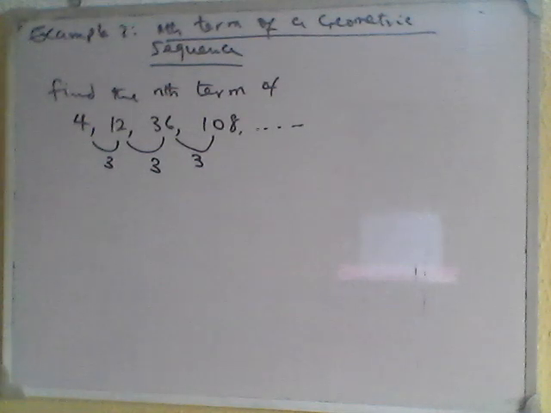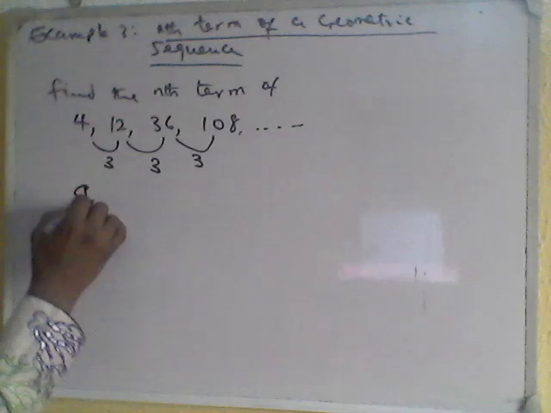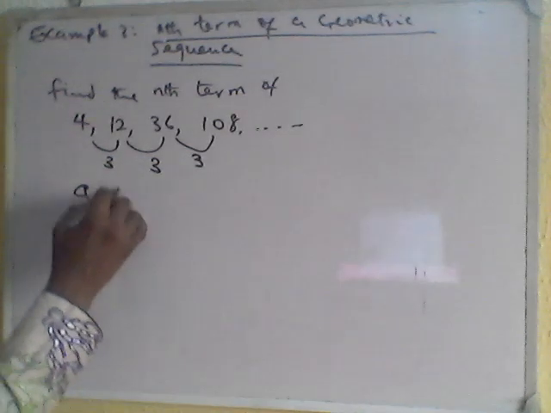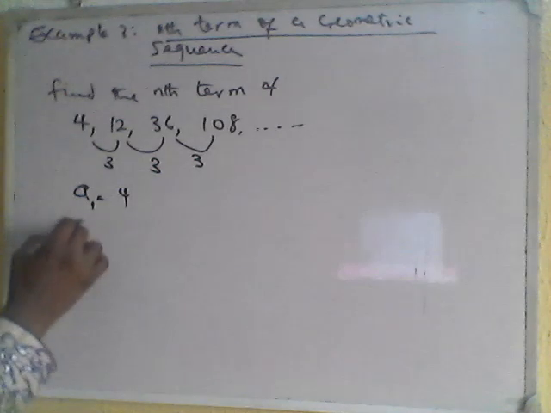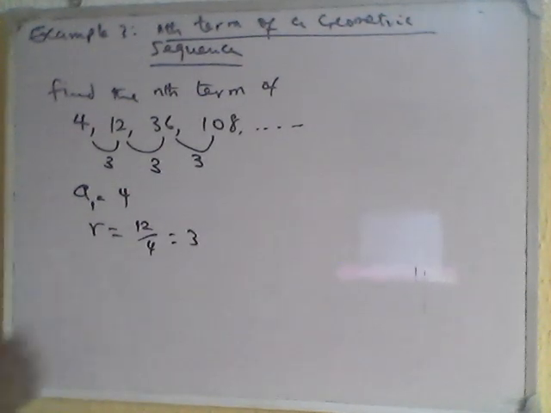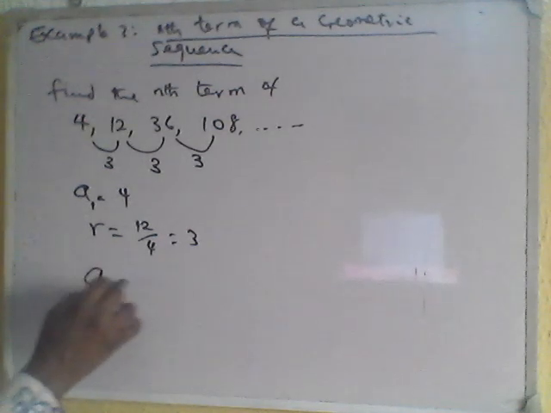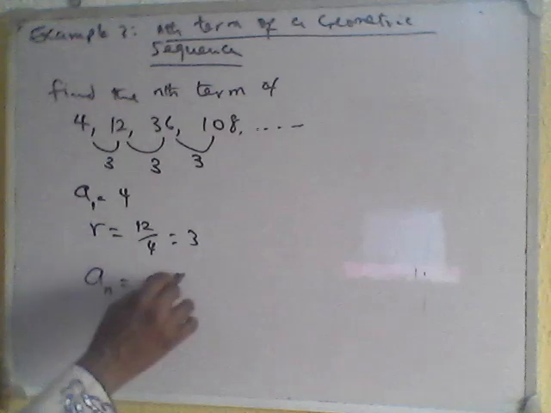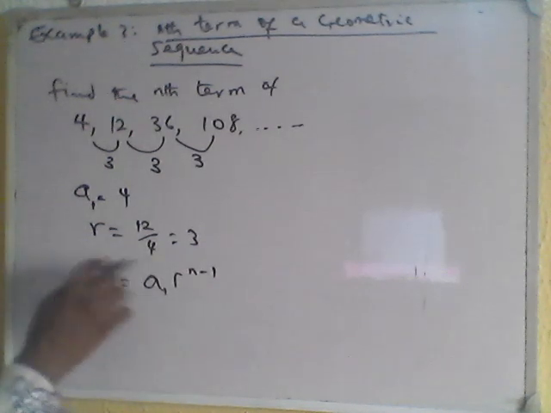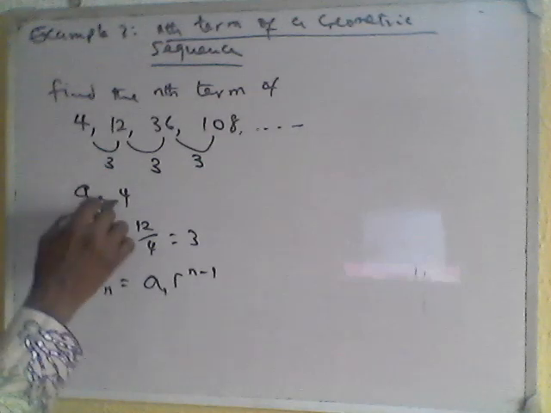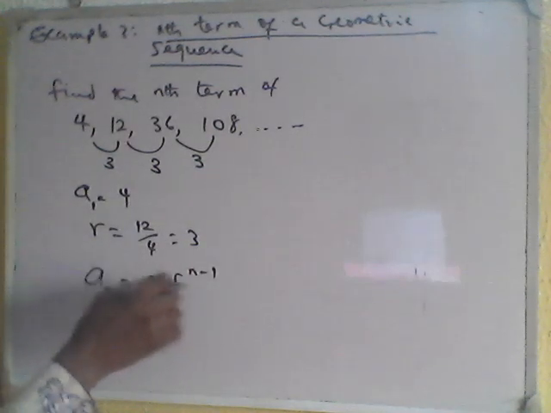Now, to get the nth term for a geometric sequence, let me call the first term A1. A1 is the first term, it's equal to 4. And r, the common ratio, is 12 divided by 4, which is 3. So the formula is an equals a1 times r to the power n minus 1. So I'm going to substitute these values for these variables.